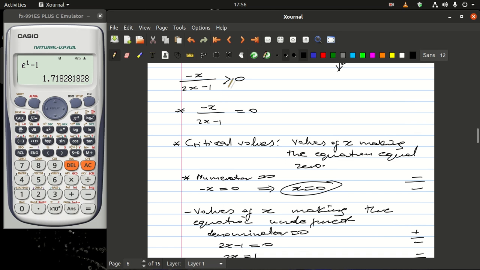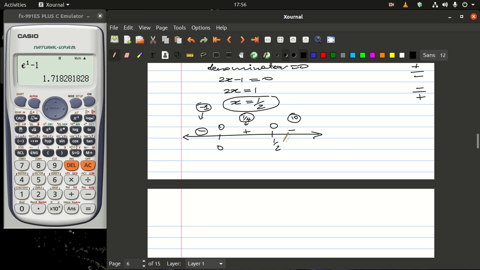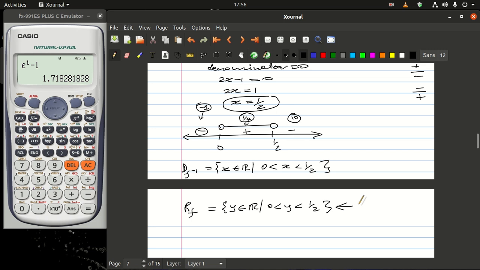Now when it comes to this, we are looking for the values that are greater than 0, which are positive. So we are looking for this region which is positive. So the domain of the inverse is going to be x is an element of real numbers such that 0 is less than x and x is less than 1 over 2. And if you replace this with RF, we're always going to get y is an element of real numbers such that 0 is less than y and y is less than 1 over 2. And this one here is the range of the original function. So we already have the range of the original function.